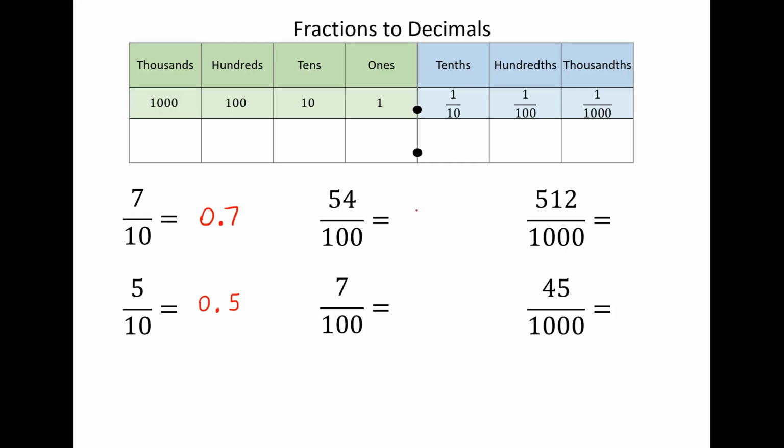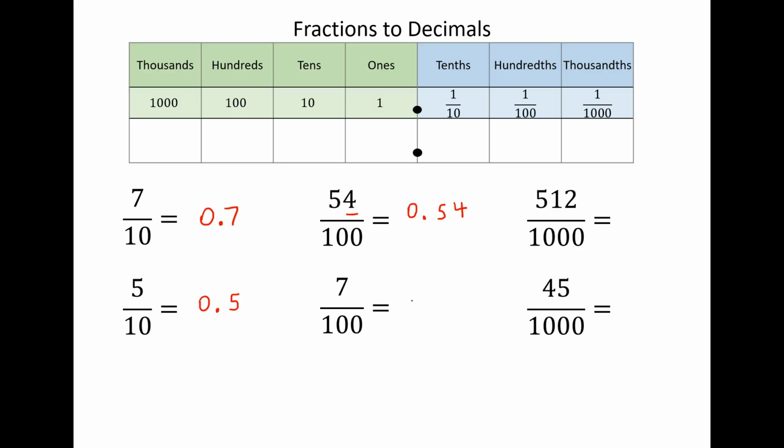Okay, for 54 over 100, once again, since I'm over 100, I'm in the hundredths place. Hence, right after the decimal, I have 2 place value holders. I'm going to start by filling in the 4 in my hundredths place. Then for my tenths place, I'm simply going to fill in the 5, which is what I have here. Then for the rest of the numbers, I simply put in 0 as place value holders. Hence, 54 over 100 is 0.54.